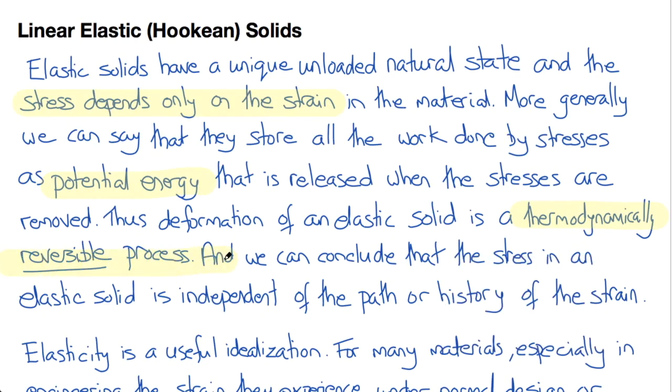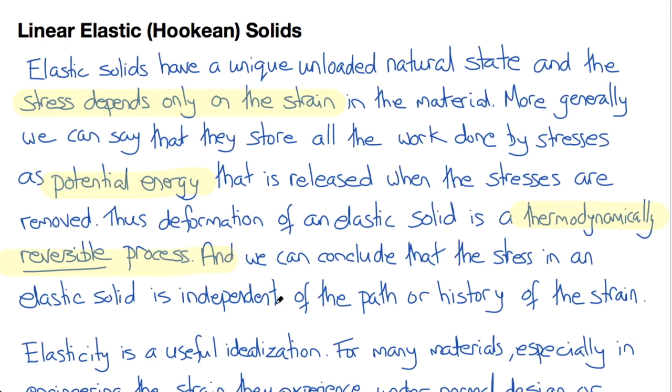And we can conclude from this that the stress in an elastic solid is independent of the path or history of the strain. In other words, it doesn't matter how the strain state was achieved, only what the strain state is, that's the only determinant of the stress in the elastic material. And the process of loading and unloading a material is reversible so that all the work done on the material is stored in it, and then it's all released when the material is unloaded.